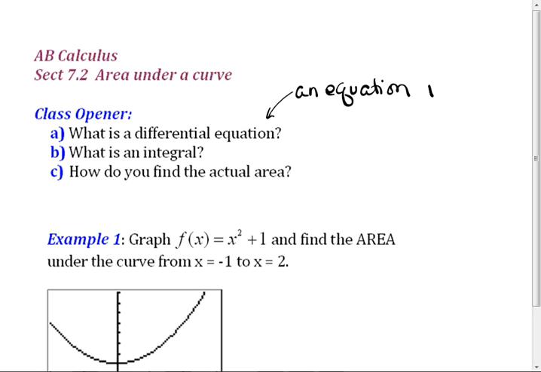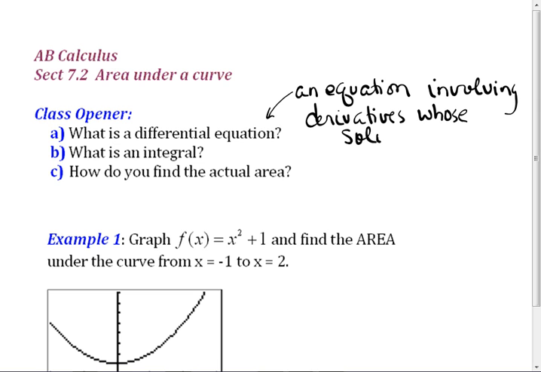It's an equation involving derivatives whose solution is a function. Okay, we'll do that in chapter 7.